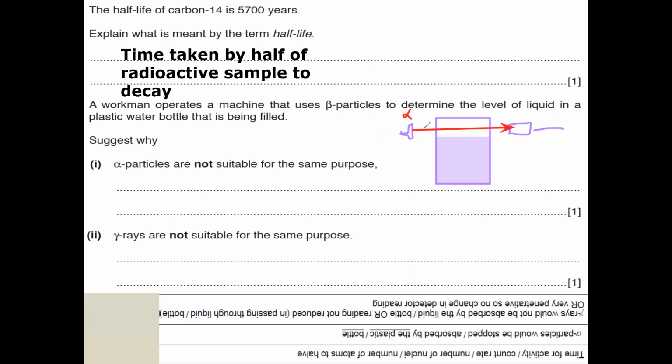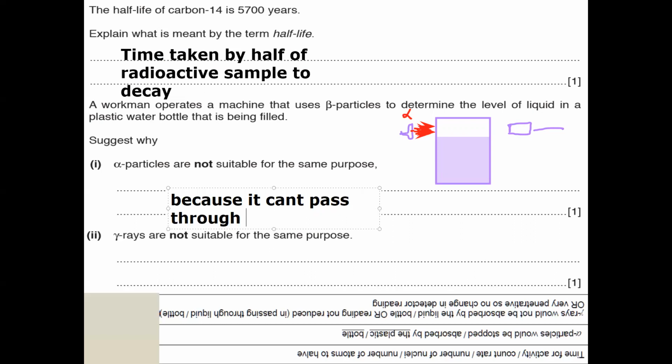But why is alpha particle not a suitable source? Whether the liquid level is high or low, the alpha particle reading won't change, because alpha particles cannot penetrate or pass through the plastic. It cannot pass through paper, so how can it pass through plastic? That's why alpha particle is not a suitable source. You can mention the walls of a container or the plastic. And why is gamma not suitable for this purpose?